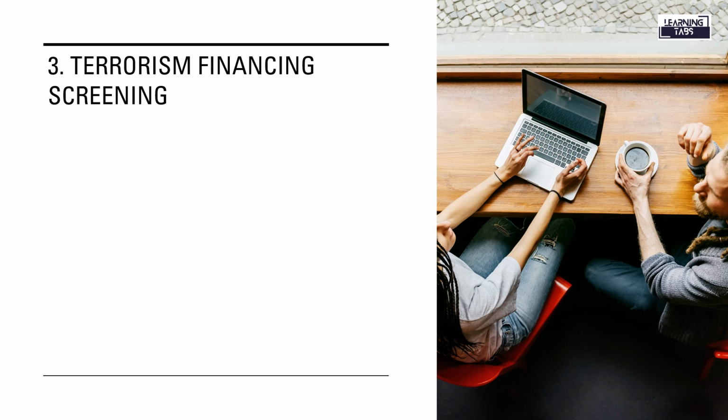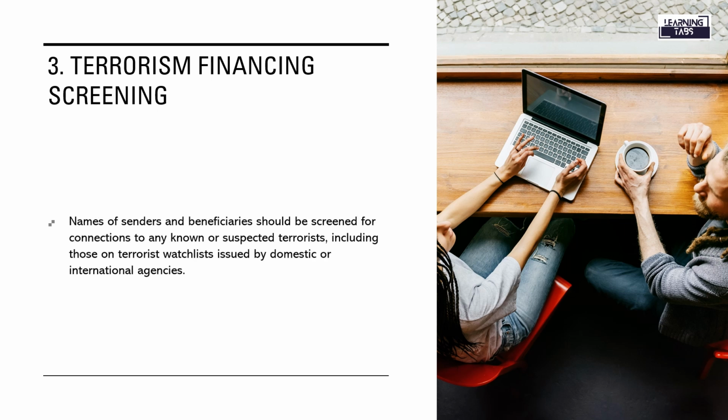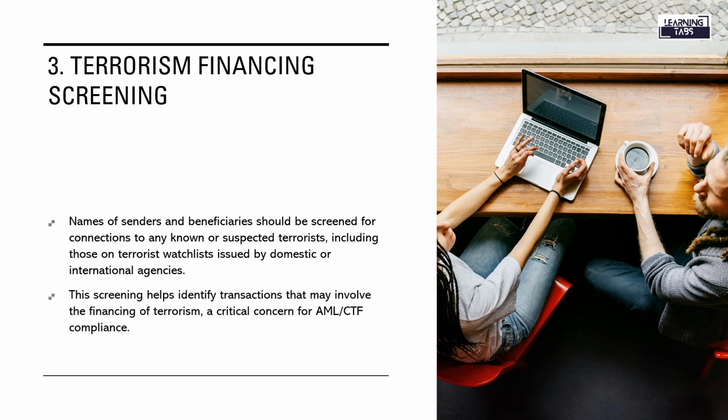Number 3. Terrorism financing screening. Names of senders and beneficiaries should be screened for connections to any known or suspected terrorists, including those on terrorist watch lists issued by domestic or international agencies. This screening helps identify transactions that may involve the financing of terrorism, a critical concern for AML/CTF compliance.